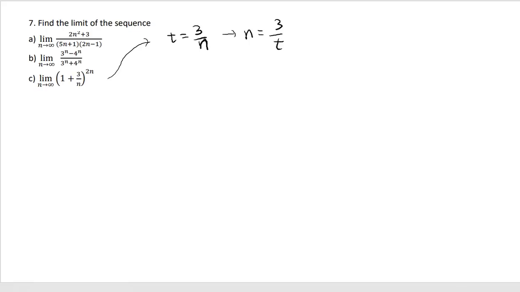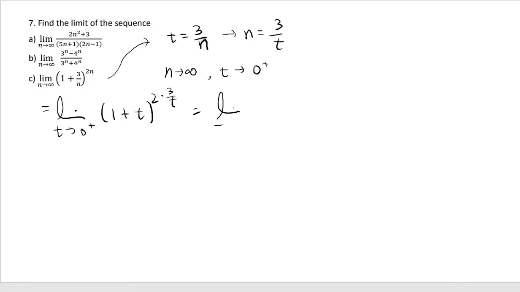If you multiply by n and divide by t, you've solved for n, and n is 3 over t. Also, you know that as n goes to infinity, t goes to 3 over infinity, which is 0 plus. So these are the things that we use in order to change this into a limit t going to 0 plus of 1 plus t. And instead of n, if I put 3 over t there, I end up with 6 over t.